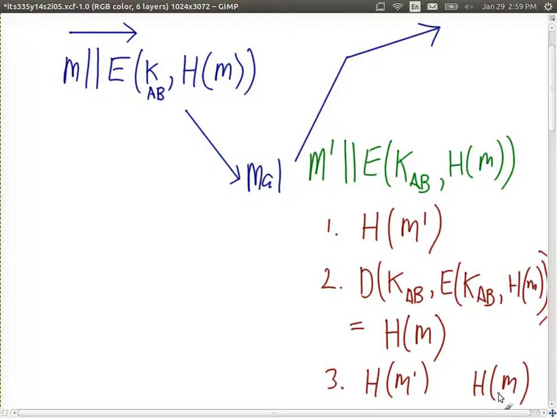Now I've got a third step. There are three steps. The comparison is a simple step. All right, just look at the two. We hash the received message, decrypt the encrypted hash value, then compare the results. And the result of the first step was hash of M prime. The result of the second step was hash of M. Are they the same? And why or why not?